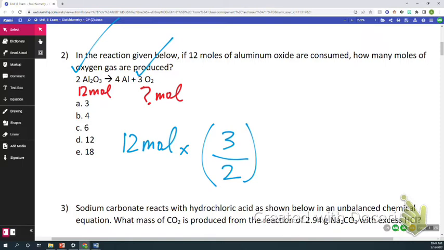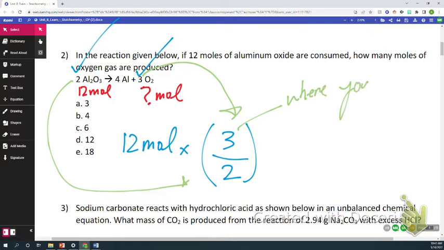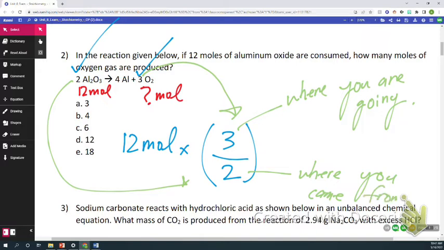That's where you get the 3, okay? You get the 3 from right here. You get the 2 from right here. Where you're going, where you are going, right? Where you came from. That's how you ride the train. Where you came from. I came from a 2, I'm going to a 3.